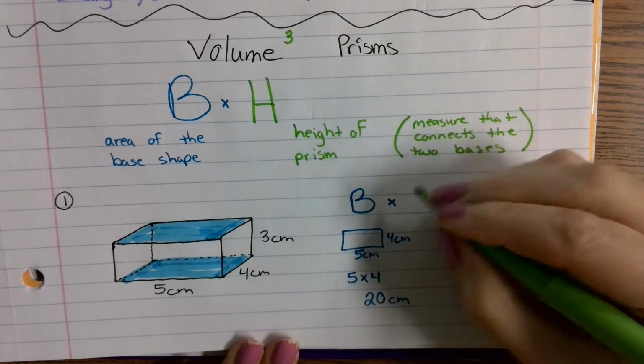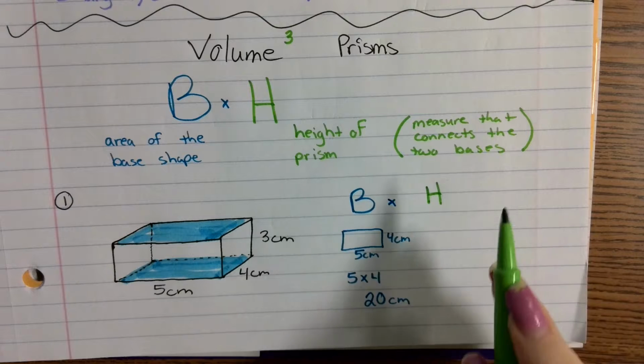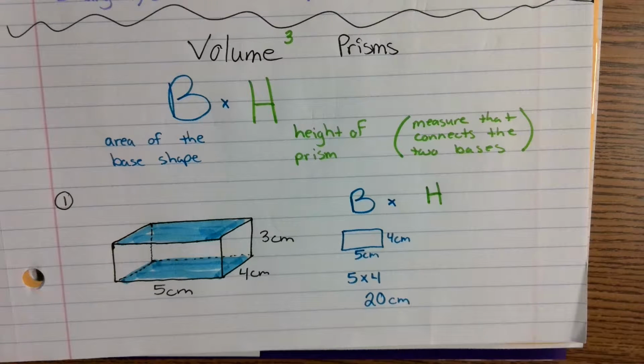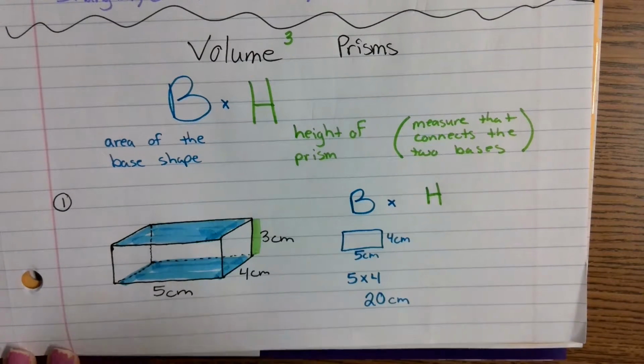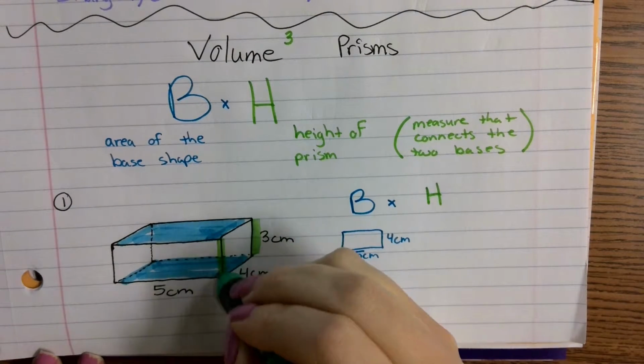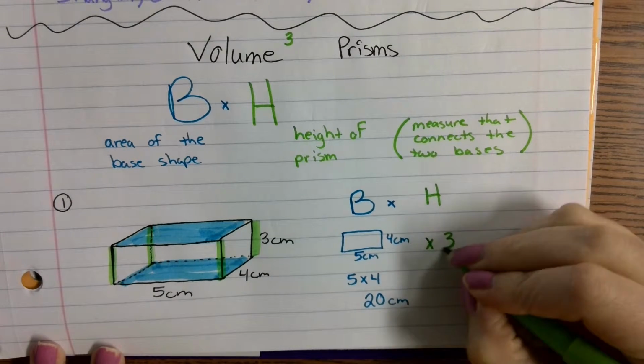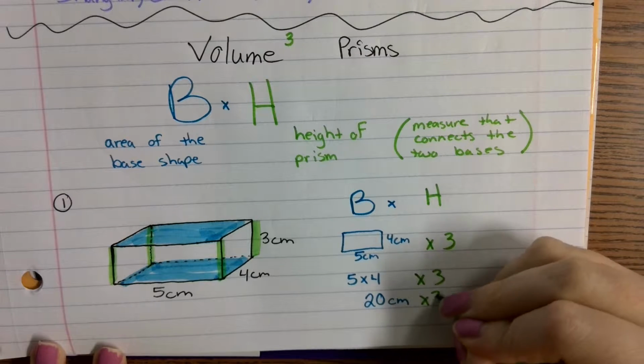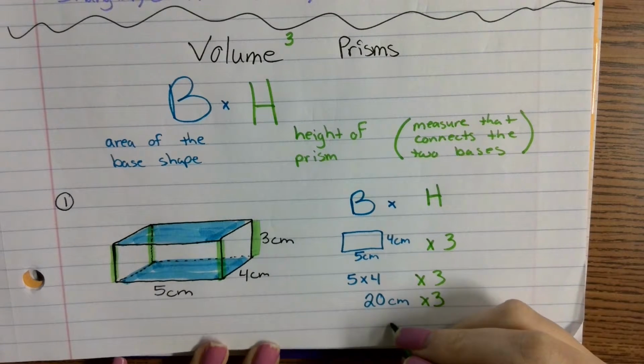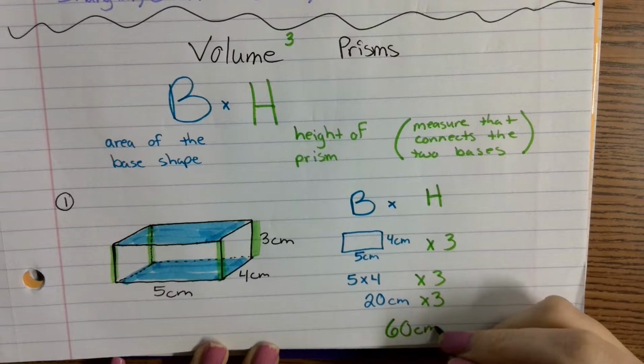Now, the height. The height, like we said before, is what connects the 2 bases together. So what measurement is connected between the 2 rectangles? 3. This measurement right here is the connection. And guess what? Every one of these lines here happens to be a 3. All of those are the exact same measurement. They are 3 centimeters that are connecting the top of the box to the bottom of the box. So that means that we're going to take that area and multiply it by 3. So what's 20 times 3? 60. So we're going to get 60 centimeters cubed.